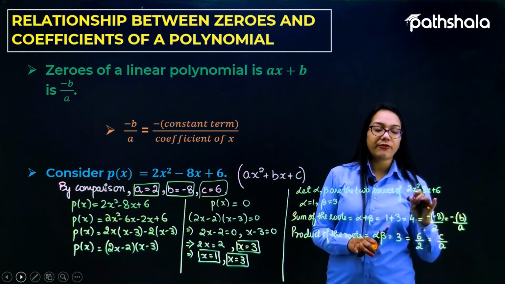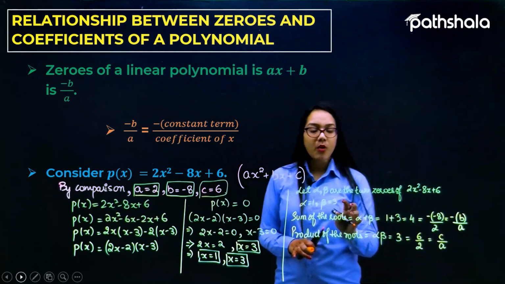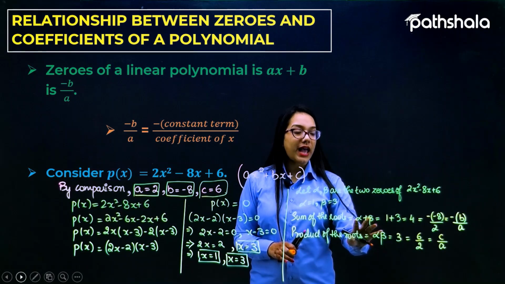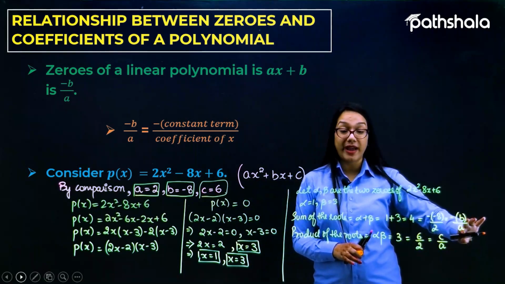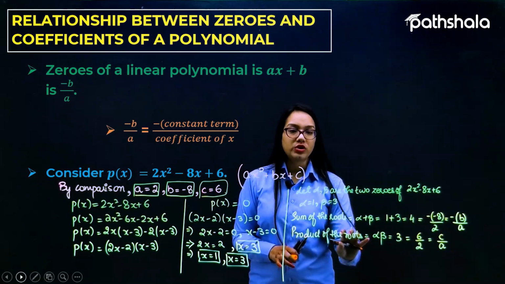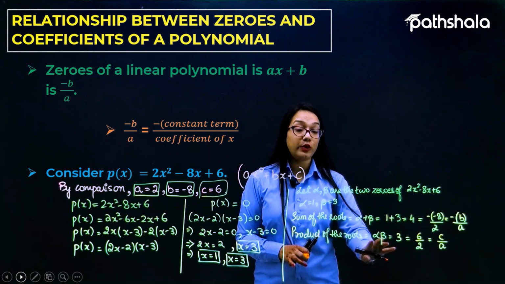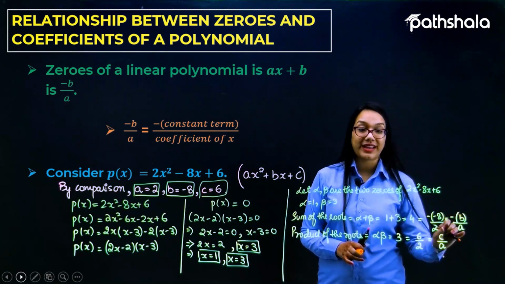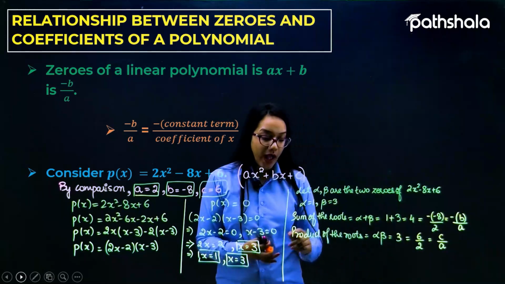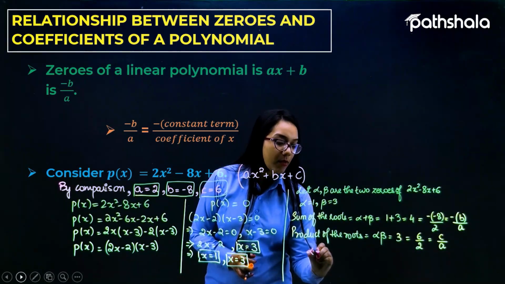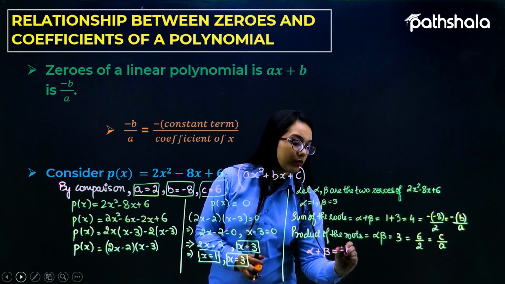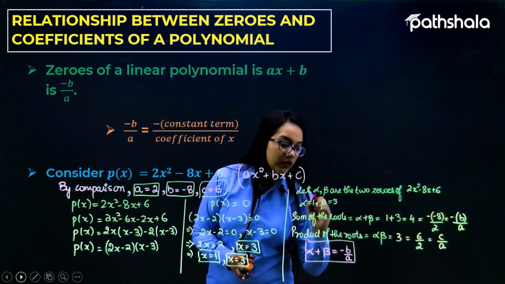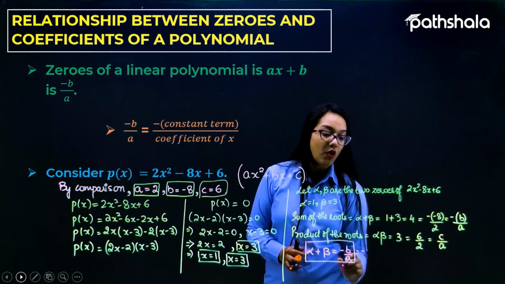Hence, at the end, we have concluded that the sum of the roots of this quadratic polynomial, alpha and beta, can be expressed as alpha plus beta, which is equal to minus b by a. And the product of the roots, alpha into beta, can be expressed as nothing but c by a. So the sum of the roots alpha plus beta is equal to minus b by a.